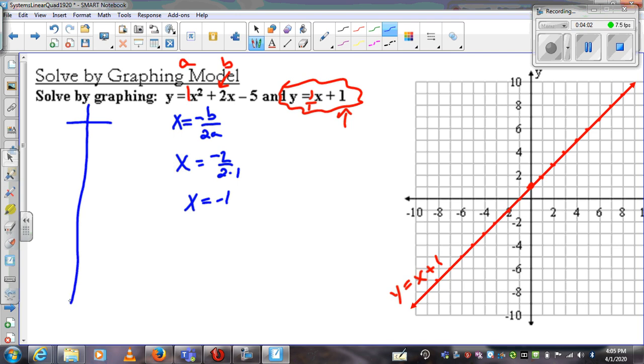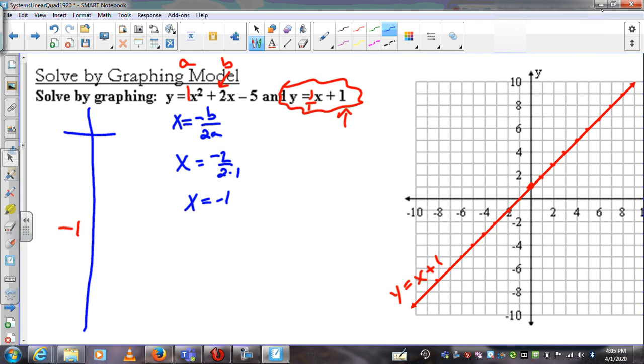So I'm going to make a table of values. Let me draw that a little bit nicer. I'm going to make a table of values here, and that negative 1 is going to be the middle. Ultimately, it's the middle of my graph. Okay, so let's take a look.